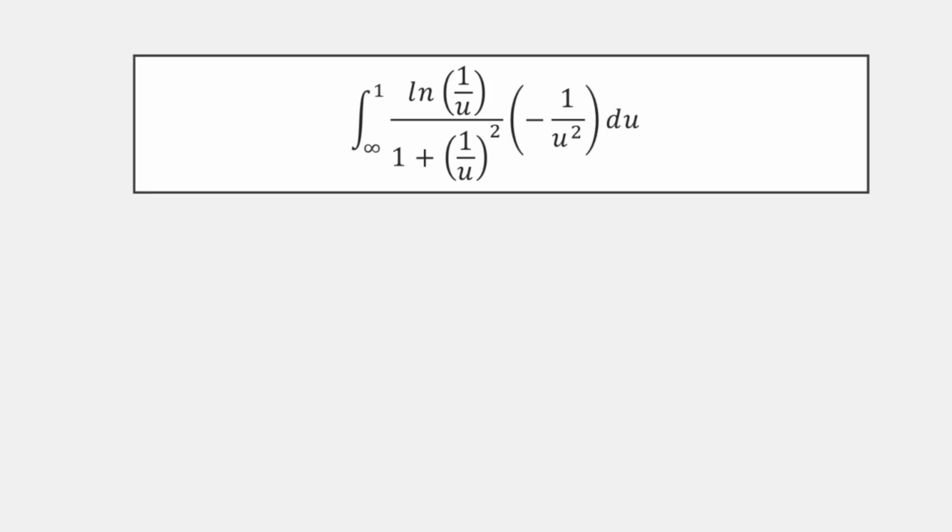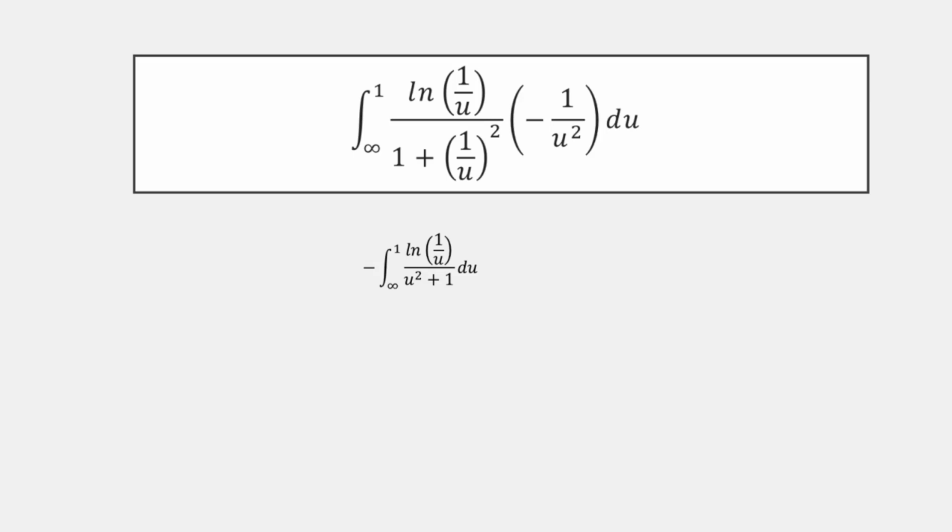At this step, we see that we have negative 1 over u squared. We can bring out the negative, and we can distribute the u squared in the denominator. So the u squared can multiply 1 and the 1 over u squared. When we do that, we get negative outside, and then in the numerator we have ln of 1 over u all over u squared plus 1.